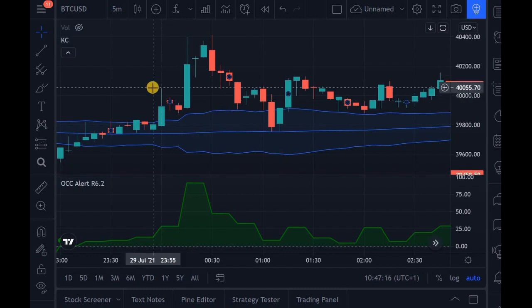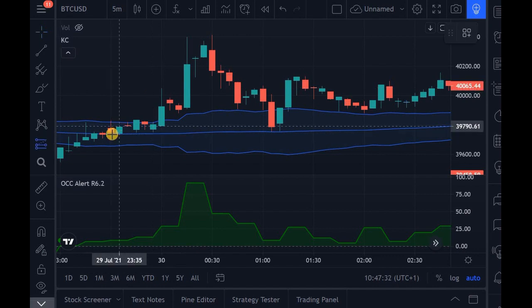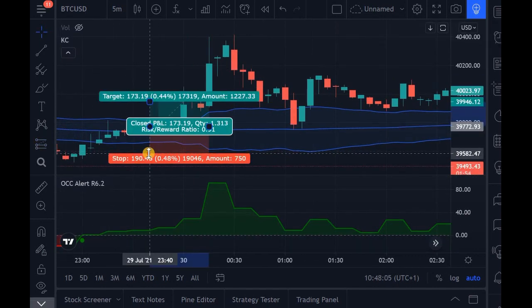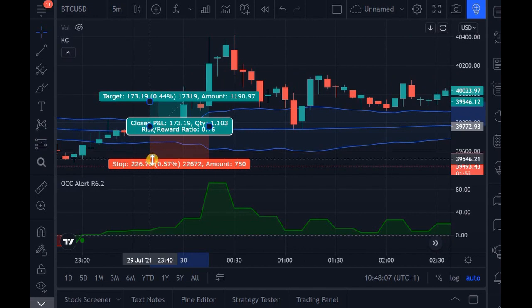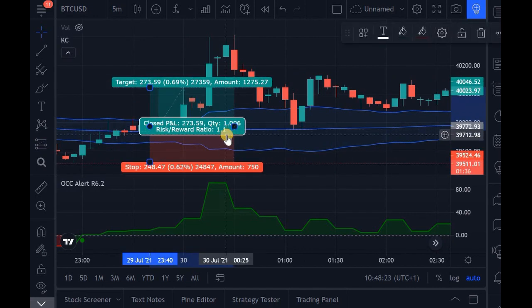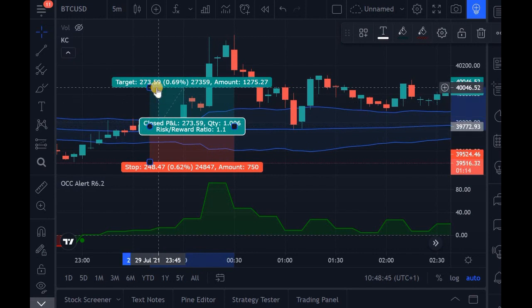Now let's say I want to enter a position right now. I will place a long position from this section right here and drag this down to the previous candlestick low. This is a 1-to-1 risk to reward ratio from $39,700 to $40,000. This trade would have worked out for me. Now let me give you another example using this strategy.